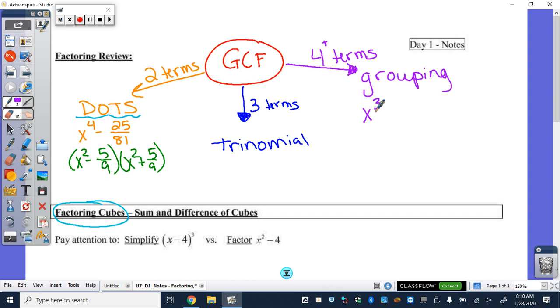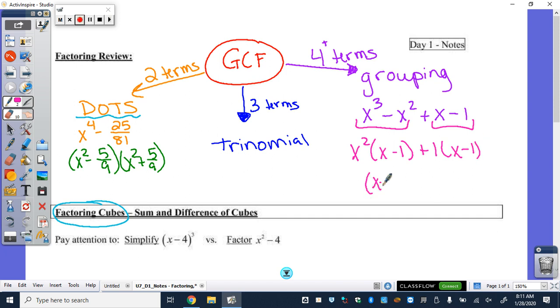So let's see if I have x cubed minus x squared plus x minus 1. So remember, our factor by grouping, what we would do is group the first 2, group the last 2, find your GCFs, which for these last ones, your GCFs would just be 1. So our answer ends up being x minus 1 times x squared plus 1. So that's our factor by grouping.